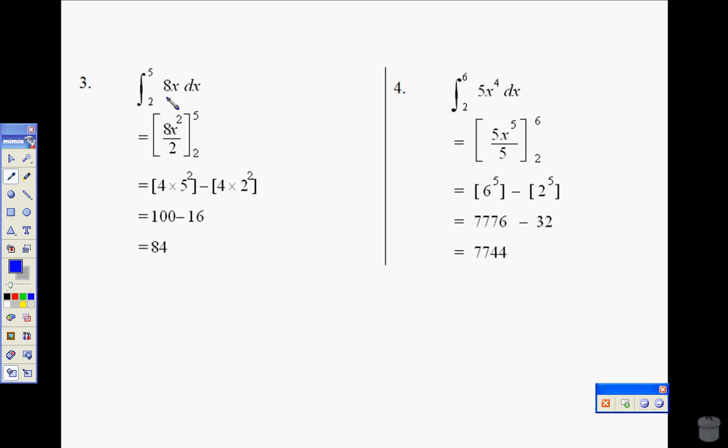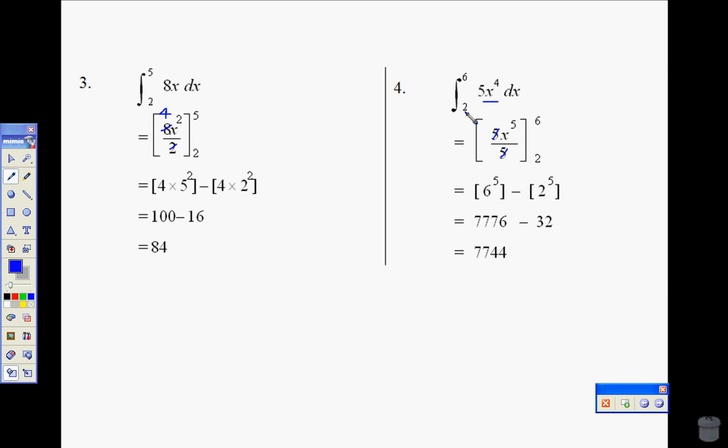So integrating between 2 and 5 of 8x. Again, add 1 to the power, so it gives us 8x squared over 2. Again, we can clean that up, and it's just going to give us 4x squared between 2 and 5, so we substitute 5 in, and we substitute 2 in. So doing our calculations will give us 100 minus 16, which gives us 84. Question 4, we integrate 5x to the power of 4, so we add 1 to the power, divide by the power. Nice examples because we're getting rid of our coefficients there.